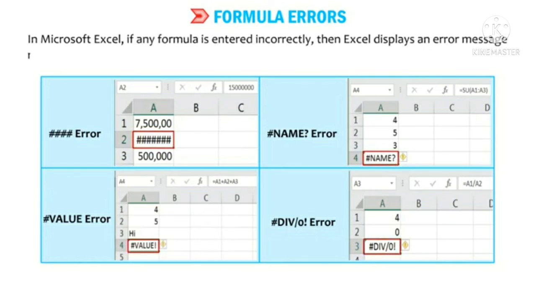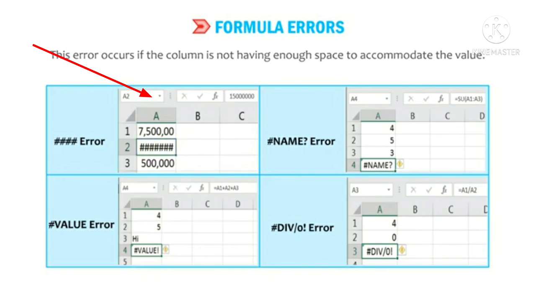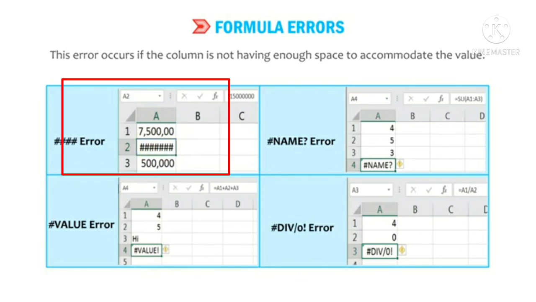The first one is the error which occurs if the column does not have enough space to accommodate the value. Okay, and next time when you are working with Microsoft Excel, if you see this error, it means the column does not have enough space.